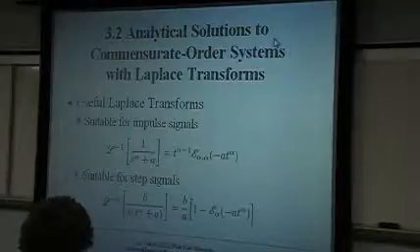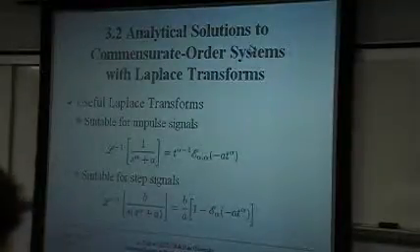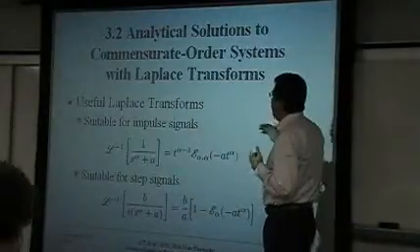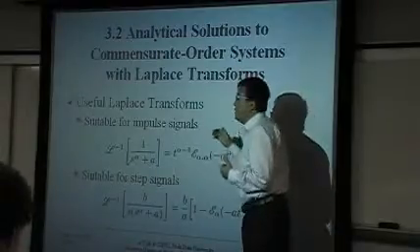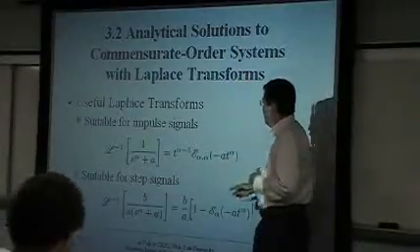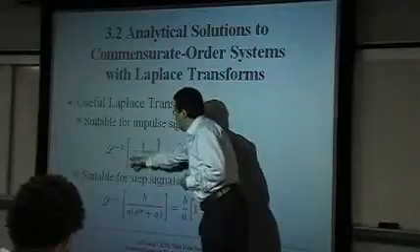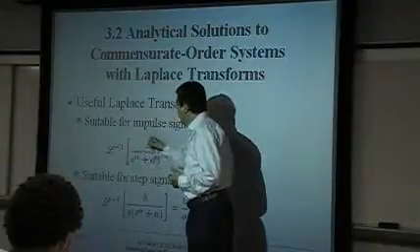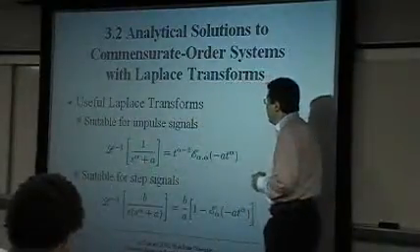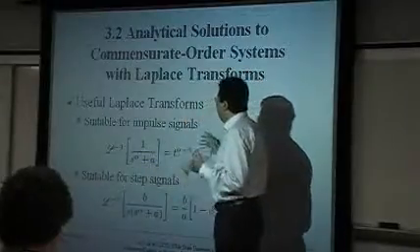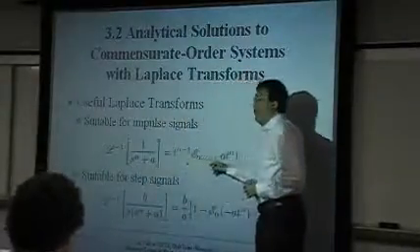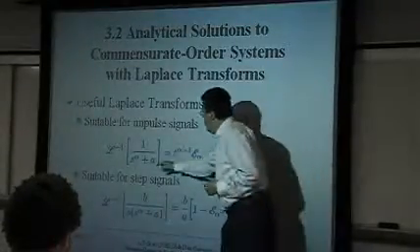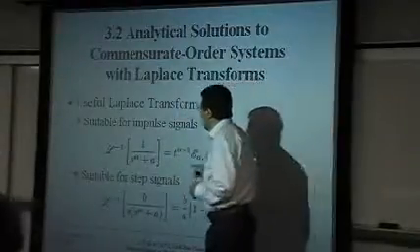Commensurate order systems. To find the solution for this kind of system, we can use two of the properties of Laplace transform. For this kind of model, or for this kind of transfer function, there's only one fractional term in the denominator. We can find the analytical solution of it easily. So this is the standard form, the standard transform of this one.